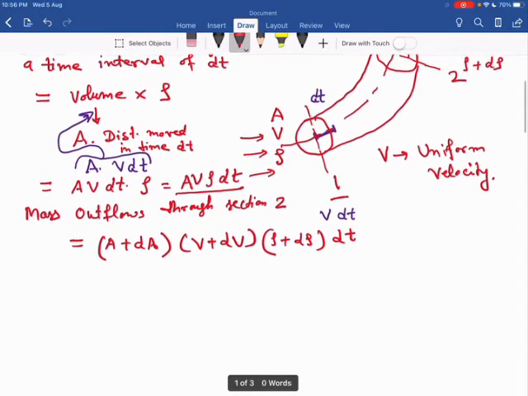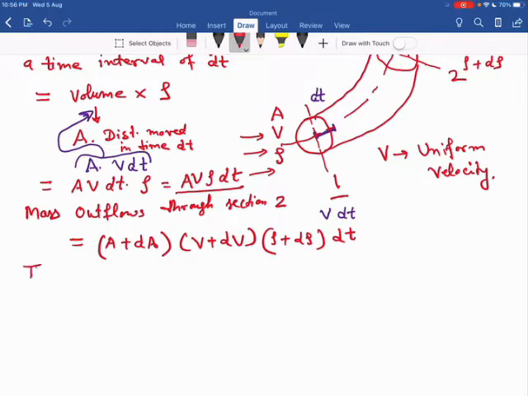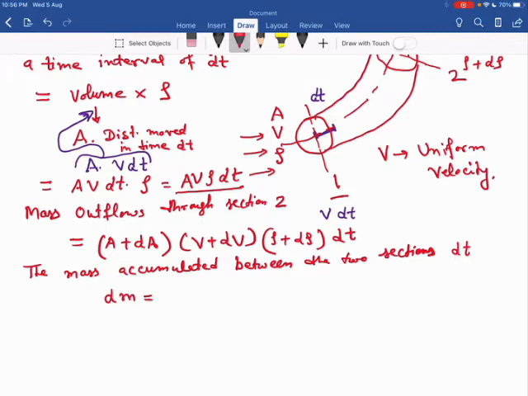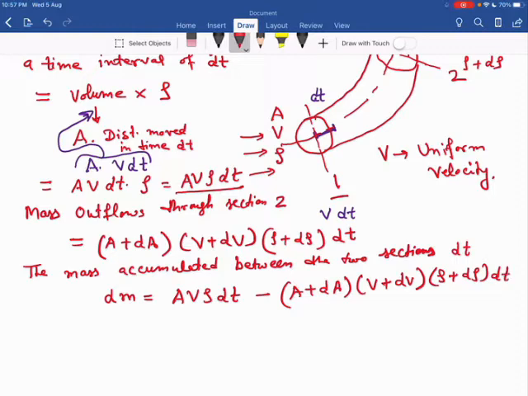Next I write the mass accumulated between the two sections, section 1 and section 2, in time dt. That we write as dm, which is equal to the mass entry minus the mass outflow. So the mass entry is A V rho dt minus the mass outflow, (A plus dA) into (V plus dV) into (rho plus d rho) into dt.